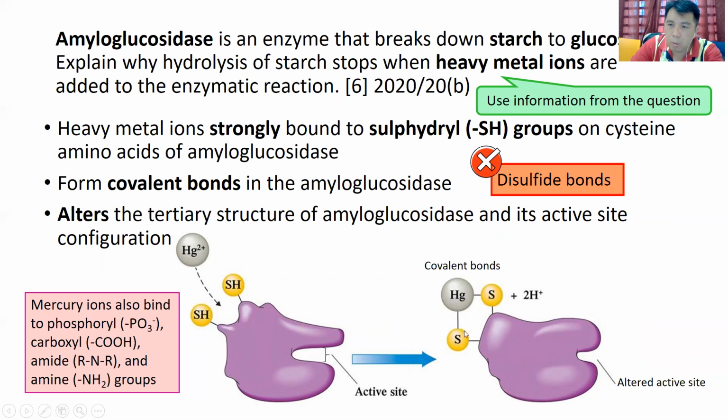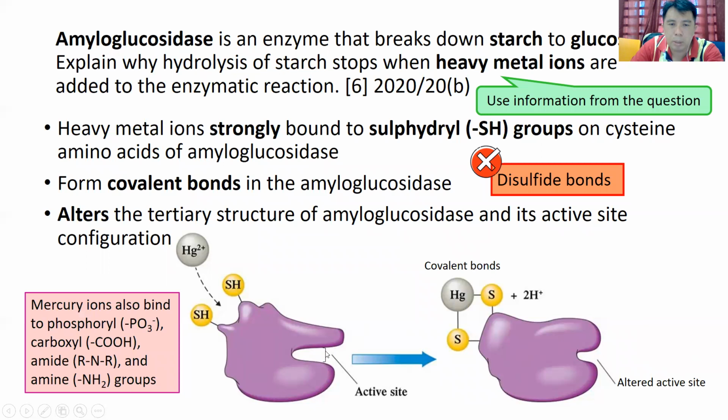So when they form these covalent bonds, they will alter or change the tertiary structure of aminoglucosidase. You see here the tertiary structure or the 3D conformation of the aminoglucosidase changes, and also changes its active site configuration. All right. So extra information for you: mercury ions also bind to the phosphoryl, carboxyl, amide, and amine groups.